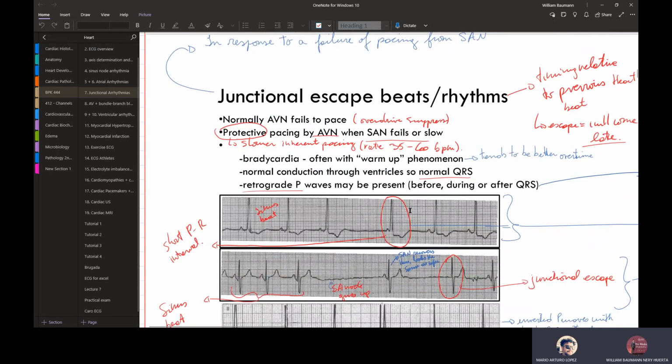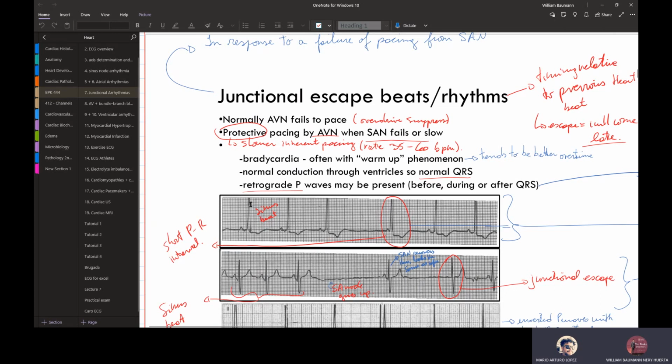So here's the next scenario, a little different. This is like a compensation that is happening, and it's called the junctional escape beat rhythm. Normally the AV node fails to pace because of overdrive suppression. But in this case, there's protective pacing by the AV node when there's no detection of the SA node. Does that make sense? So let's look at the example here.